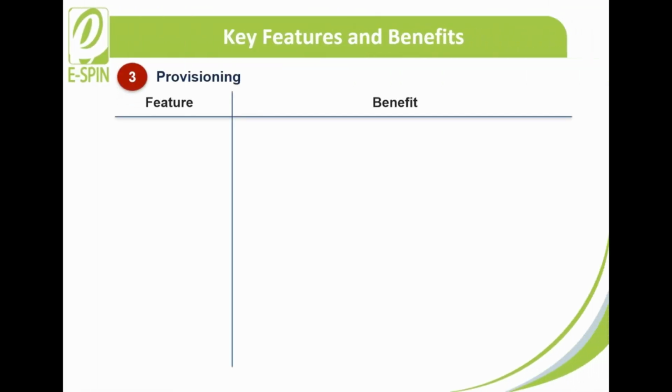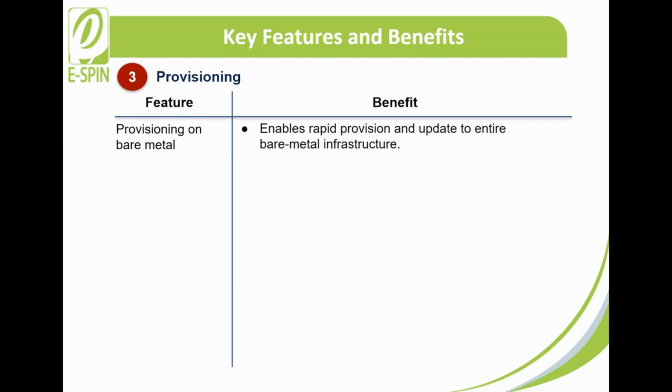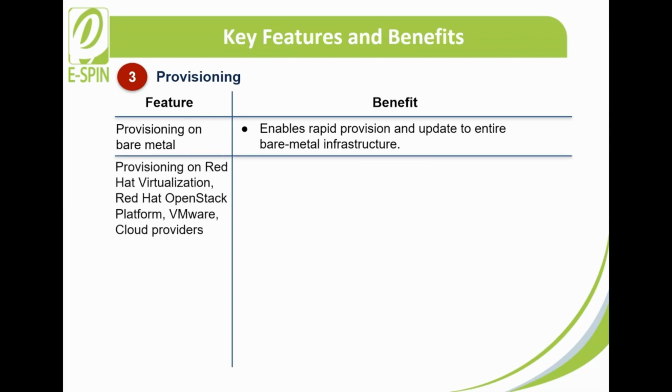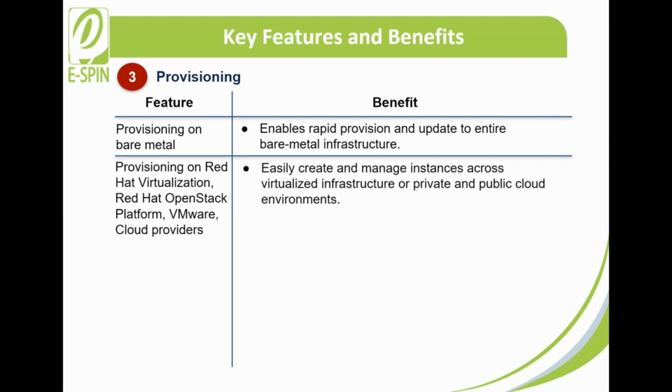3. Provisioning. Provisioning on bare metal. Red Hat Satellite lets users rapidly provision and update their entire bare metal infrastructure. Provisioning on Red Hat Virtualization, Red Hat OpenStack Platform, VMware, or multiple cloud providers. Red Hat Satellite enables easy creation and management of instances across virtualized infrastructure or private and public cloud environments.